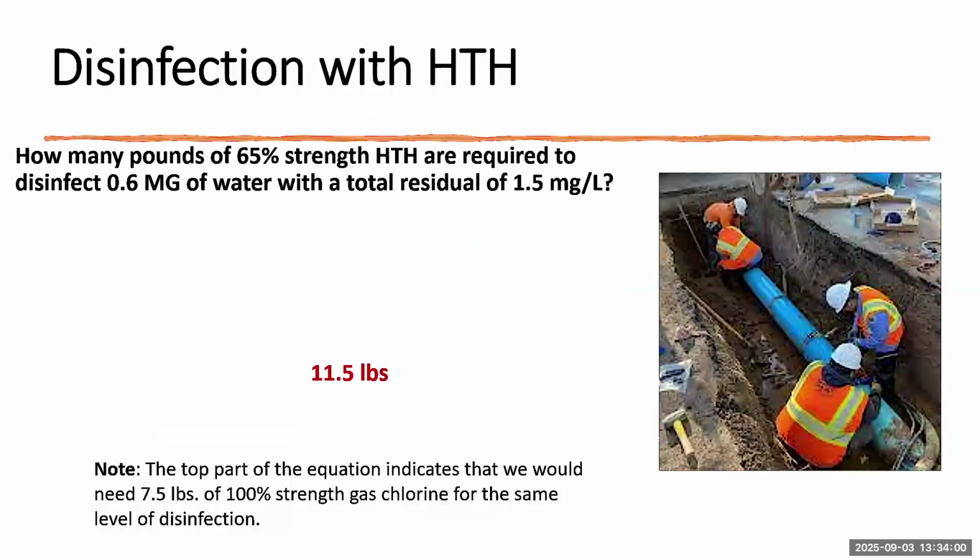Just know that it comes in a lot of different forms. One of the more common places it's used is the installation or chlorination of new water main. So let's see: how many pounds of 65% strength HTH are required to disinfect 0.6 million gallons of water with a total residual of 1.5 parts per million?